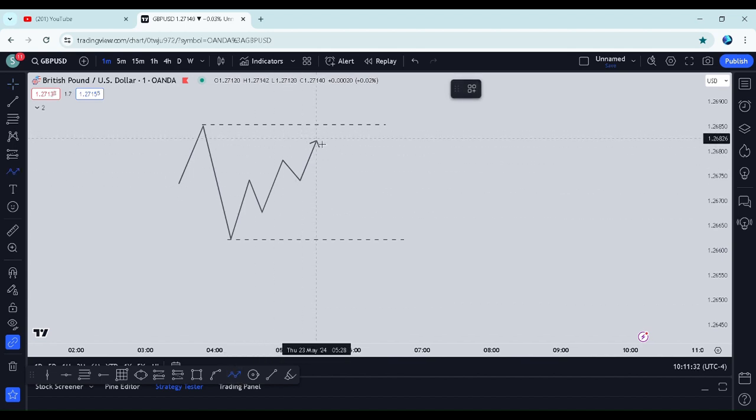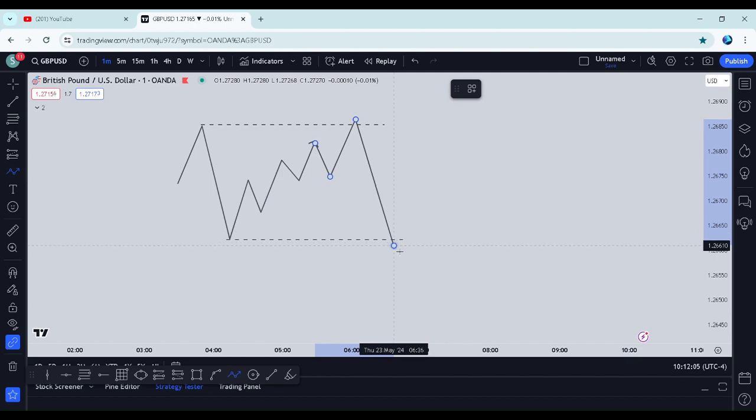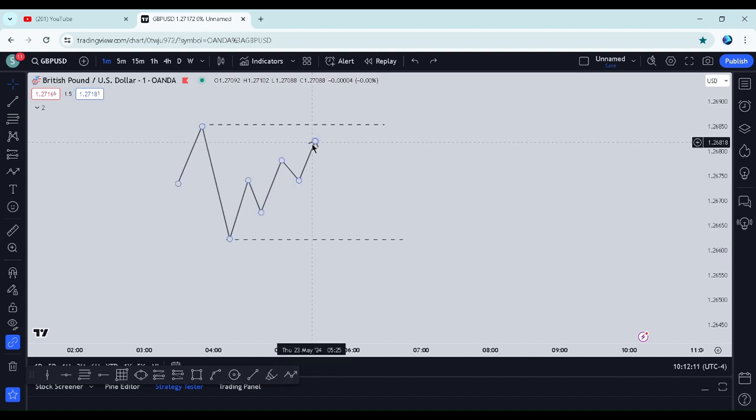The liquidity above old highs we call buy side liquidity, and the liquidity below old lows we call sell side liquidity. Note that this is important. So what will price do? It will always move from buy side to sell side and from sell side to buy side. If in this case price took buy side liquidity, it will run towards the sell side.